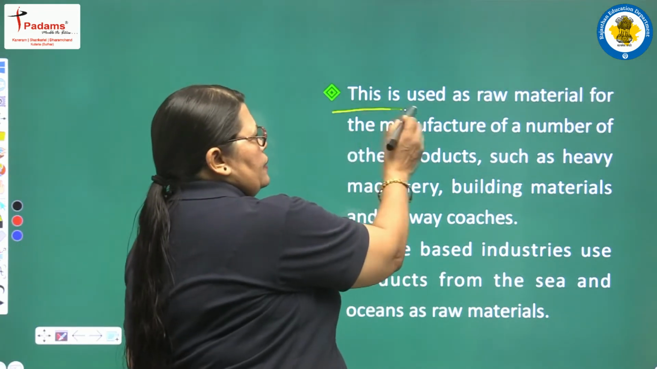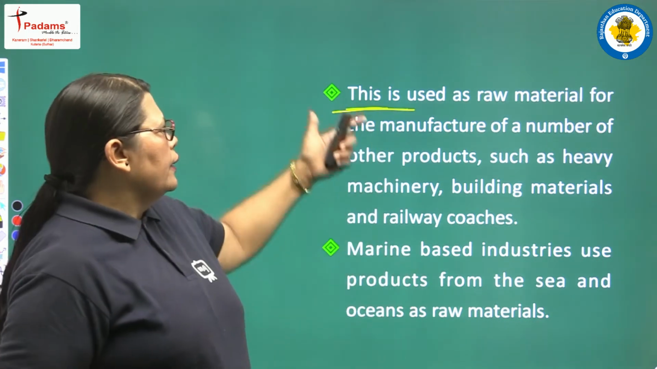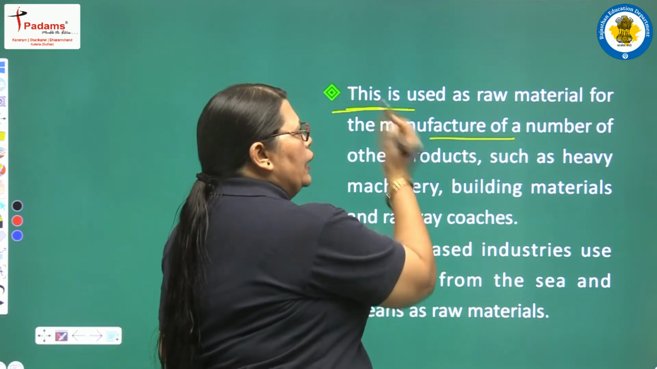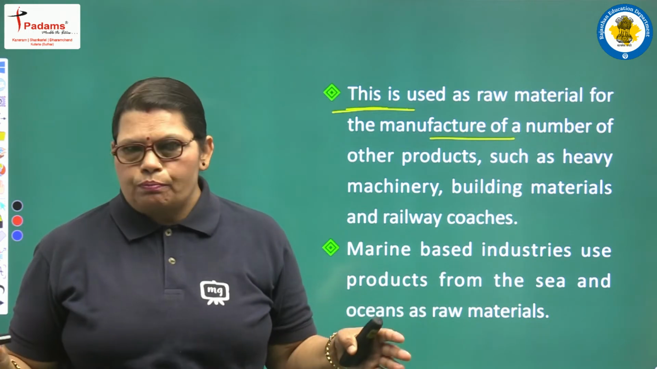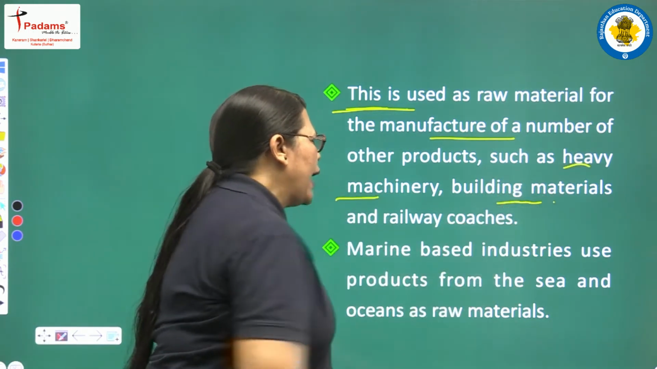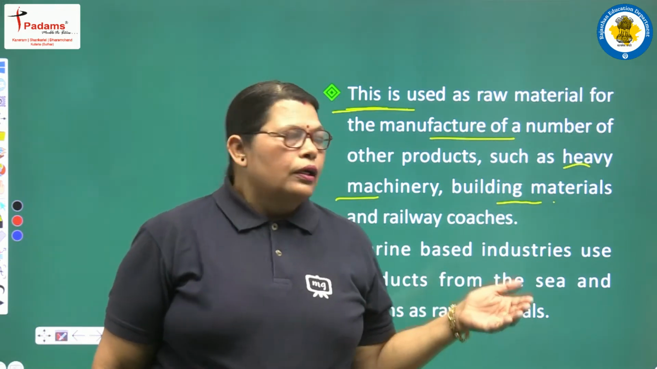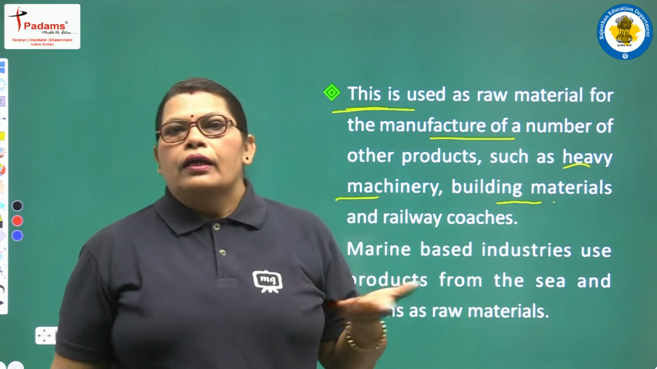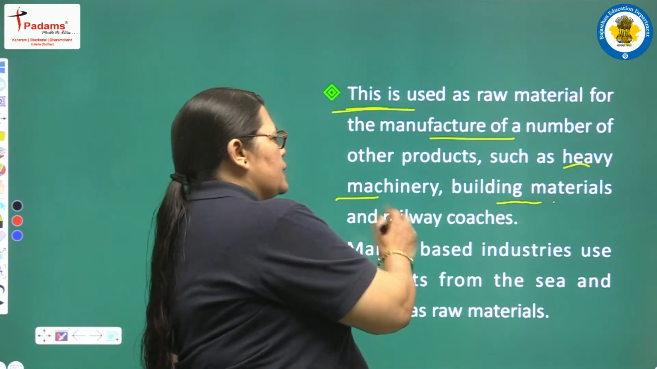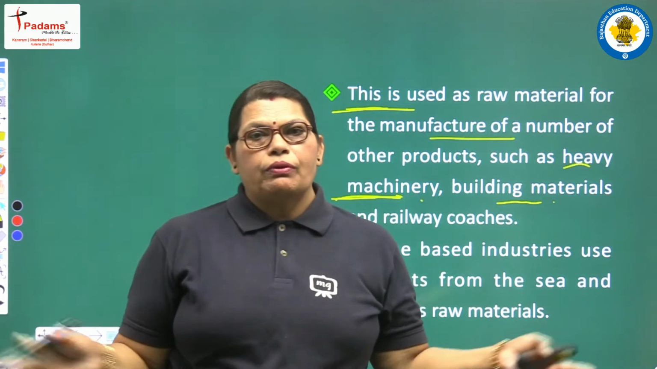All these are included in mineral based industries. This is used as raw material for the manufacture of a number of other products, such as heavy machinery, building materials and railway coaches. Yes, we all are using railway coaches. We all are living in buildings or houses, and our industries are using heavy machinery.